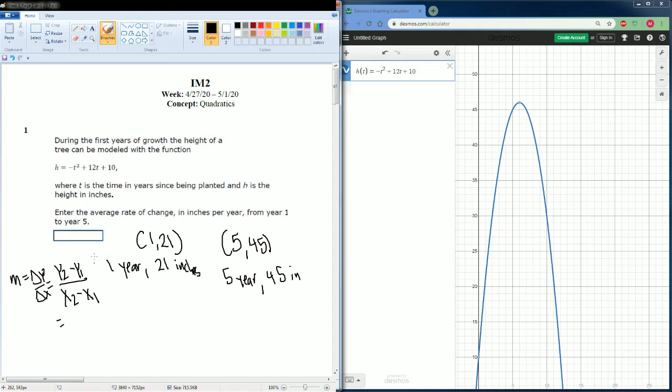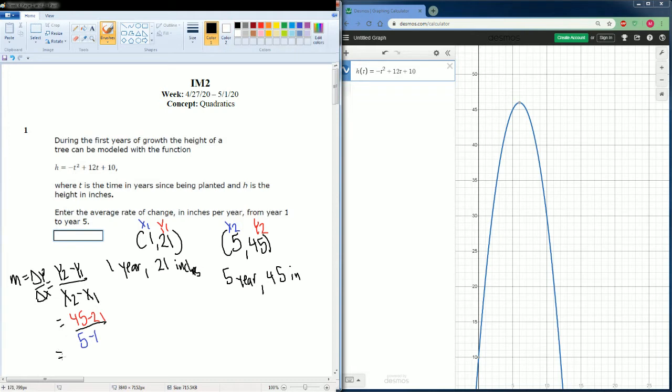Let's just plug in the values. Let's do the top. The first ones are x1 and this is x2. In red, I'm going to make this y1 and y2. That should make sense. This is the first point, x y. This is the second point, x and y. So the top is going to be 45 minus 21. On bottom, it is 5 minus 1.